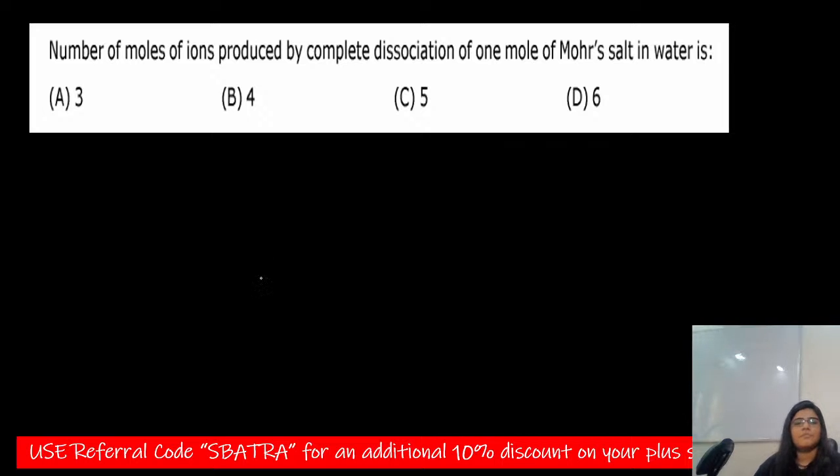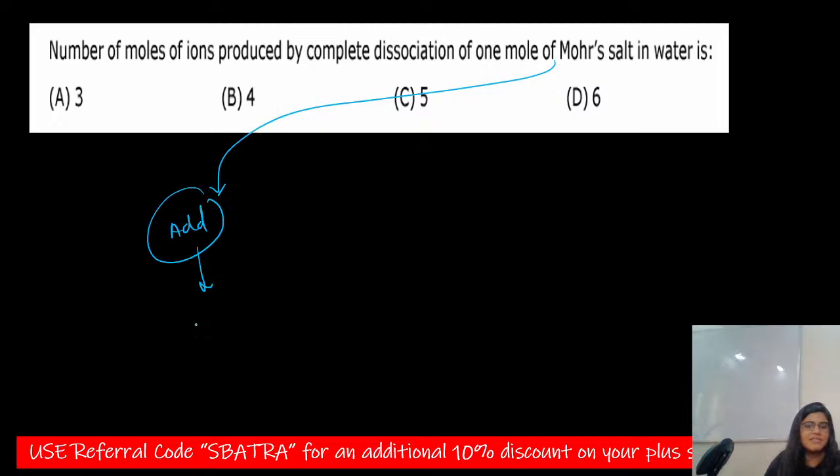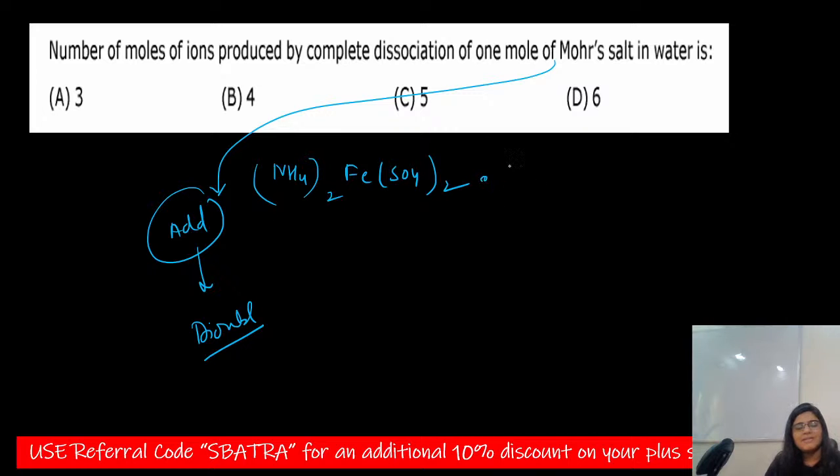Okay, great. So, the number of moles of ions produced by complete dissociation of 1 mole of Mohr's salt. What is Mohr's salt? This is one addition compound, and it's classified under double salts. The formula for Mohr's salt is (NH4)2SO4 with FeSO4, that is FeSO4.6H2O, with 6 moles of water of crystallization.